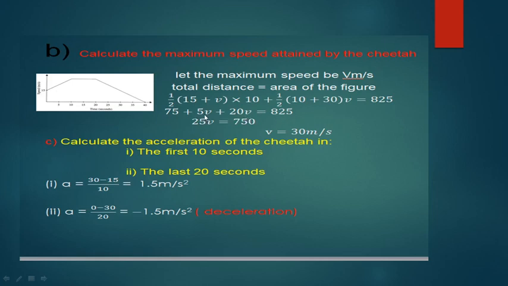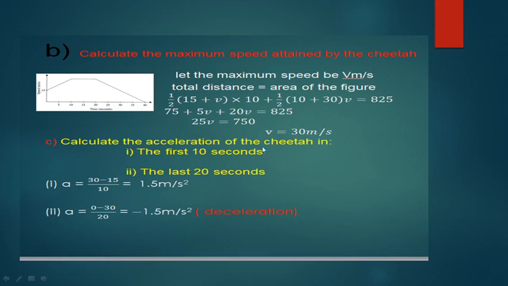We collect like terms together, this plus this gives you 25. So 25V is equal to 825 minus 75, which gives you 750. So you divide by 25, you'll find V as 30 meters per second. So this is the maximum speed the cheetah attained, 30 meters per second.